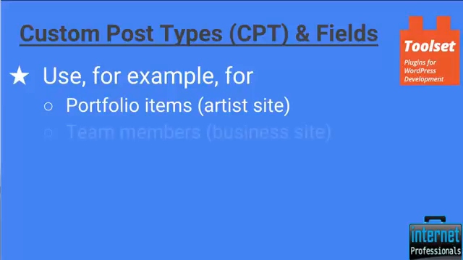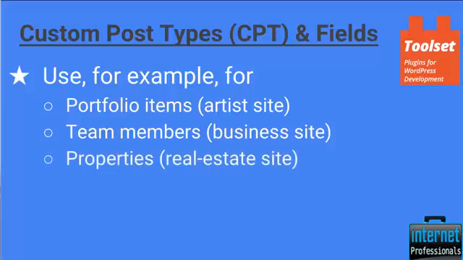Or for team members on a business site, where each custom post type would include a name, a job title, a mugshot, a short CV, and links to social media sites, for example. Or properties on a real estate site, where each property would include a main image, an address, a price, perhaps an indicator of whether offers are accepted, the number of floors, the number of rooms, the number of bedrooms, special features, and so on. And again, all of those things would be custom fields.